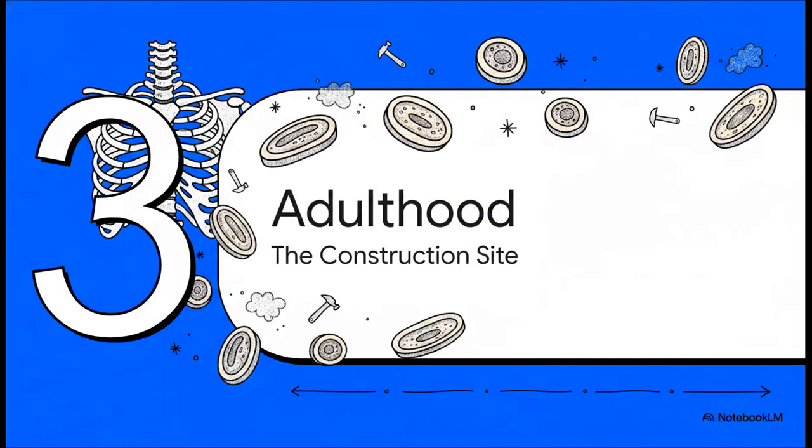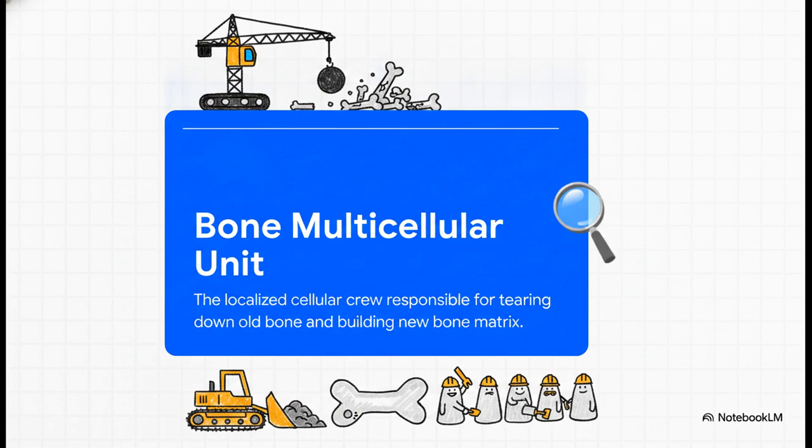Which brings us to section 3, adulthood, the construction site. Once we stop growing taller, the whole narrative shifts from bulk expansion to daily microscopic maintenance. Welcome to the highly active construction site inside you right this very second. The star of the show here is the BMU, or the Bone Multicellular Unit. You can think of the BMU as a highly localized, specialized cellular crew. You see, to keep our bones strong and repair all those tiny microfractures from everyday life, we need a demolition crew to clear out the old, weakened material and a rather overworked builder crew to pour fresh concrete.